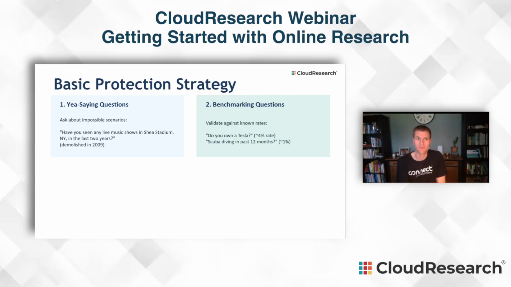In order to make sure that our yay-saying questions are really picking up on people who are providing poor quality data, we can compare the percentage of people who say yes in our yay-saying questions to the people who say no on these benchmarking items. And what we see is that people who say yes to yay-saying questions often also say yes to these benchmarking questions. So they say yes, they've gone scuba diving in the last year at a much higher rate than people who pass the yay-saying questions. If you are developing your own attention checks or your own ways to measure quality within a survey, it's often important to benchmark them against some population information like this.